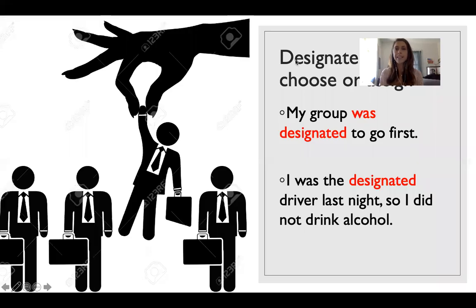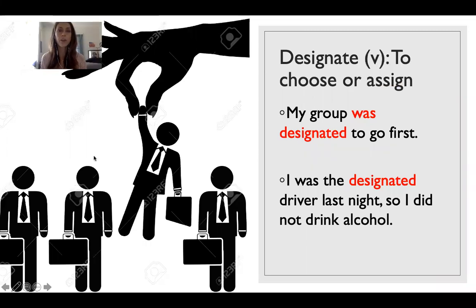This next word is designate, which is a verb, and it means to choose or assign. So the first sentence, my group was designated to go first. The second one, I was the designated driver. And in that sentence, designated is an adjective, but I was the designated driver last night, so I did not drink alcohol. And the photo here is of someone picking up one person. So they are choosing, they're designating this person to do something.